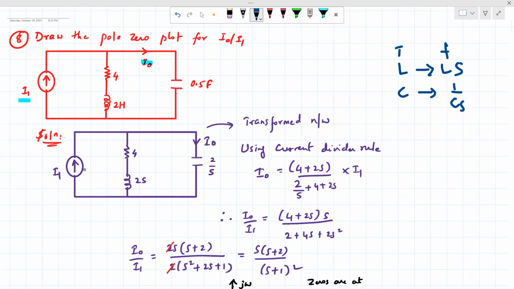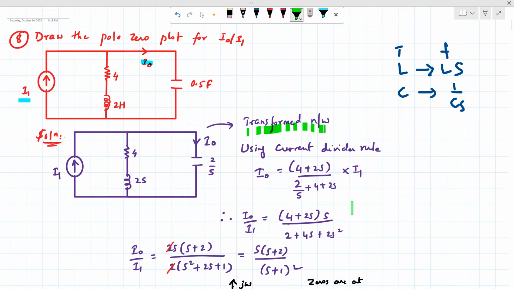Okay, so we are writing 4 as it is. Resistance will remain same, and inductor 2 as 2S, and capacitor is half. So 1 divided by half is 2. Okay, so 2 by S. So this is called as transformed network.